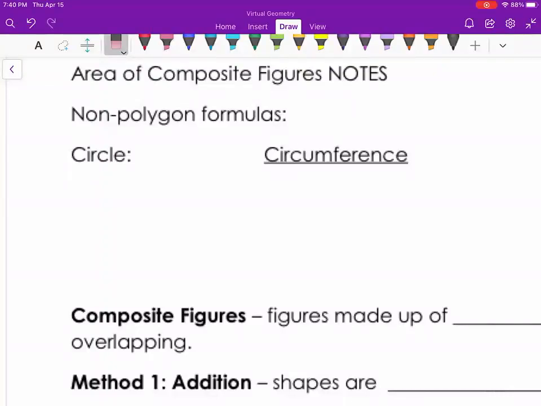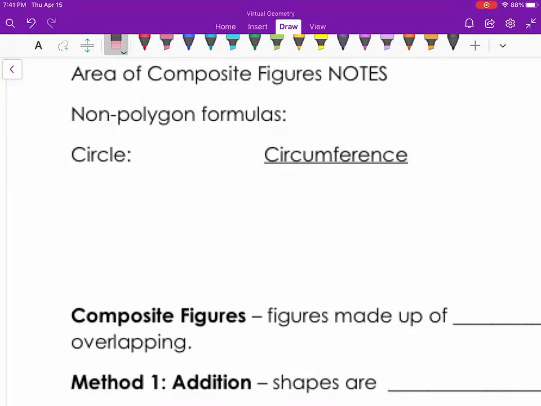Everyone, we're looking at the next part in our area of our different polygons. So far, we've just been working with one shape at a time. So now we're going to start putting some of our figures together to make what we call a composite figure.